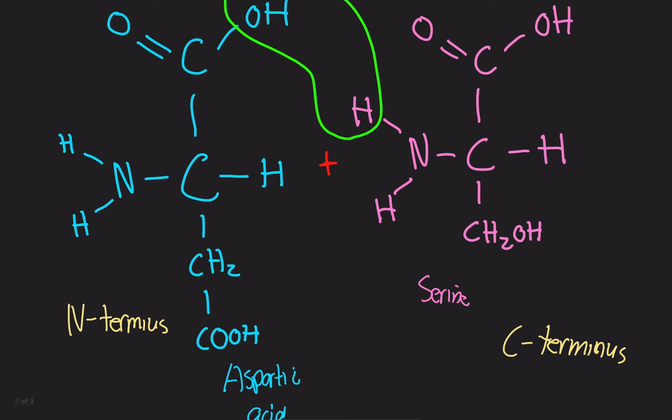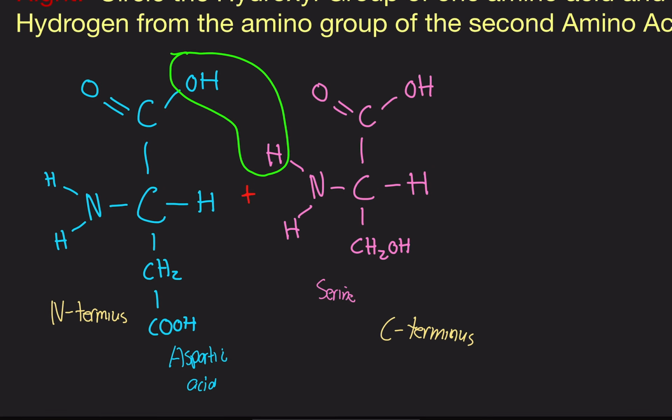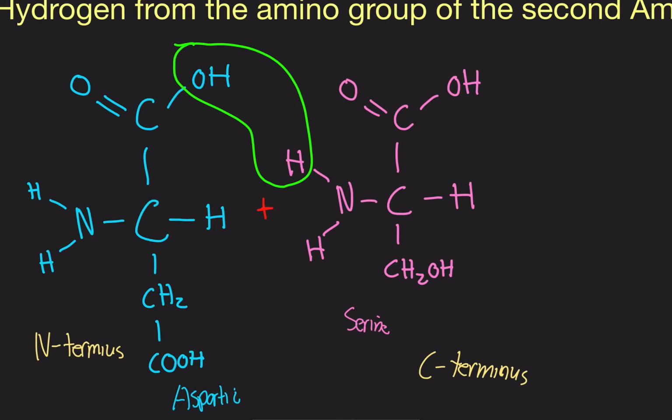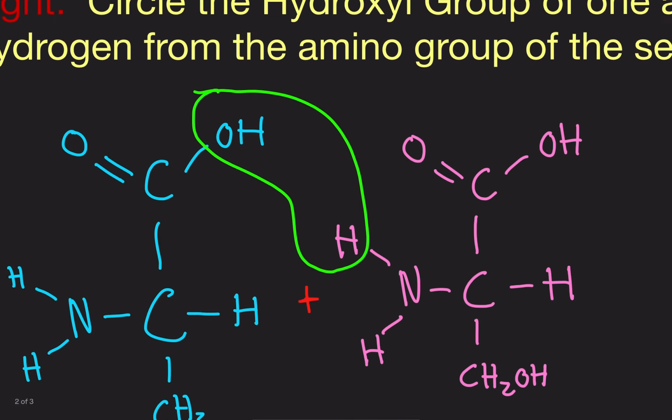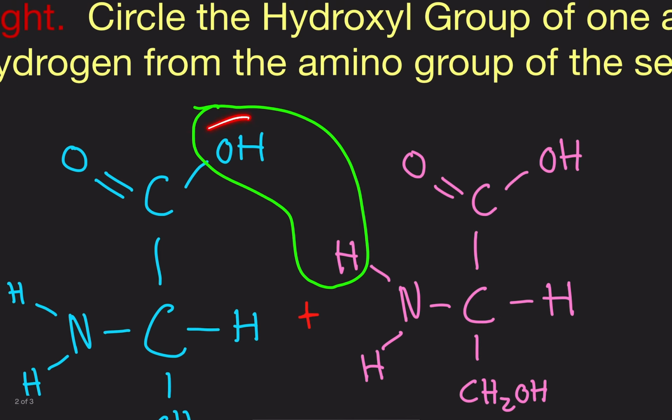It is essential you do this. If on a test you're asked to write out this amino acid and you wrote it with the C-terminus on the left-hand side, it would be wrong. It has to be written with the N-terminus on the left-hand side. So the amino group is always on the left-hand side. So here's what you're going to do. For the first amino acid you have to deal with, you're going to circle the hydroxyl group that's part of the carboxylic acid. So this, the hydroxyl group.